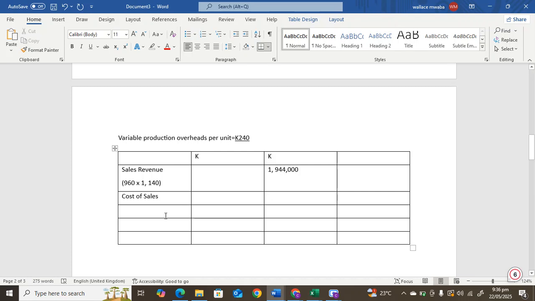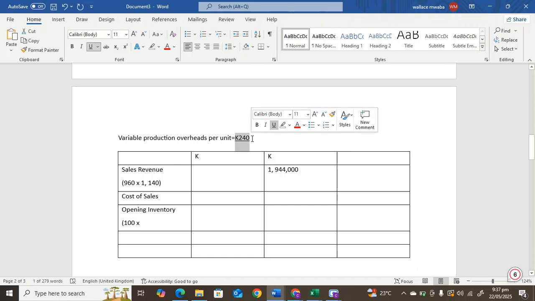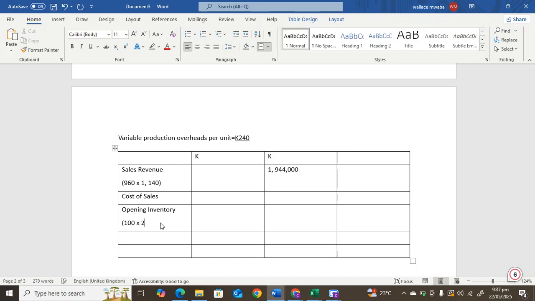Okay, so we start with our opening inventory. Opening inventory is 100 units. So we're valuing it at our marginal cost per unit. This 240. So this 100 times 240 should give us 24,000.